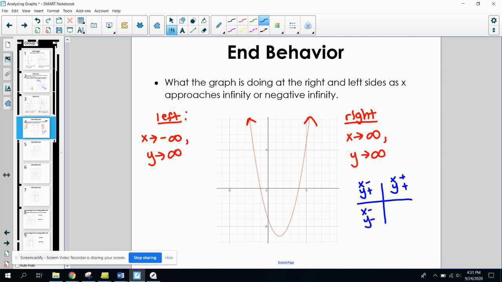And in this fourth quadrant, my x's are going to be positive and my y's are going to be negative. Now, if you know the quadrants and you know what signs x and y are going to be, it will make end behavior a lot easier.